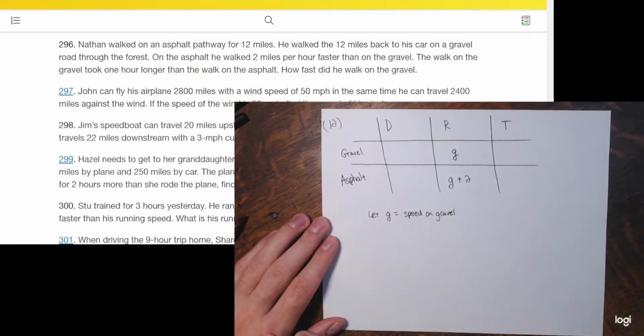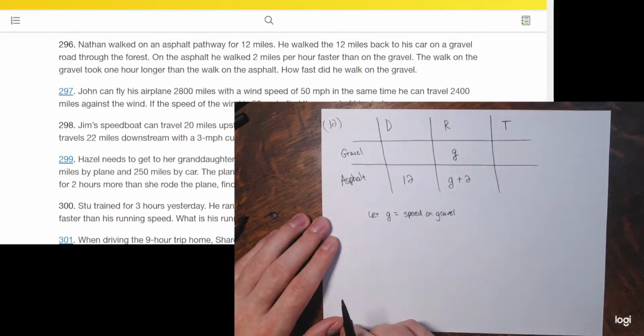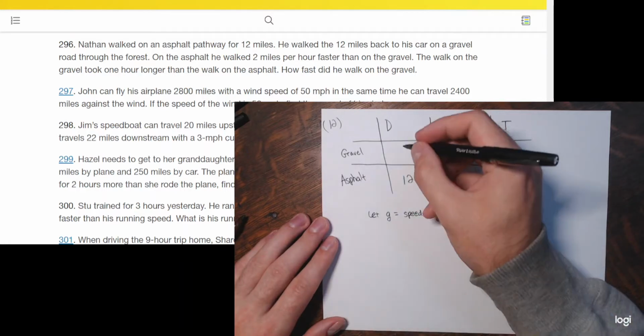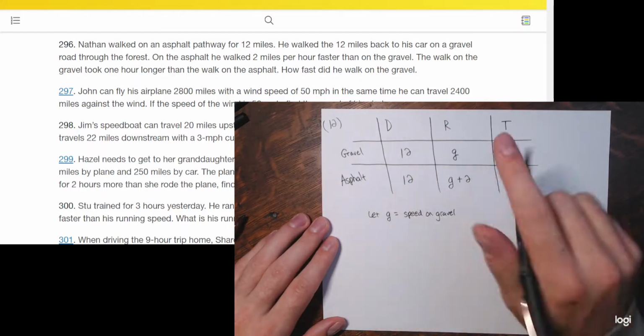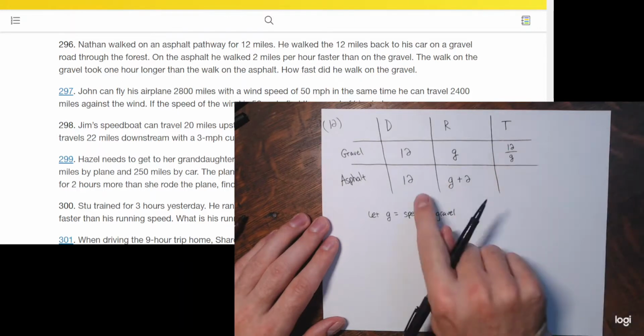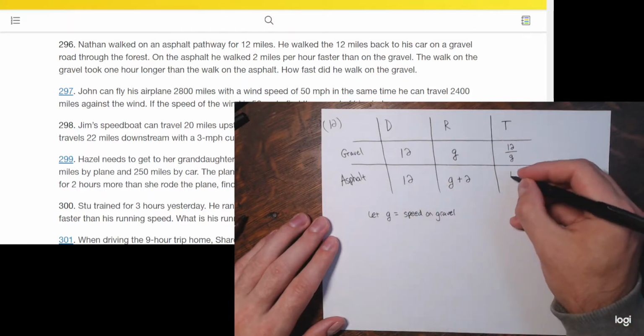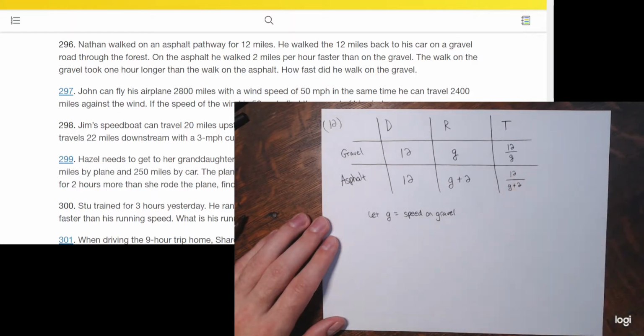Nathan walked on the asphalt pathway for 12 miles. Distance 12 miles, that was the first sentence. And then he walked the 12 miles back on the gravel road. So another 12 miles back on the gravel road. So the time spent on the gravel was 12 divided by G. The time spent on the asphalt is 12 divided by G plus 2. And we are told that the walk on the gravel took 1 hour longer than the walk on the asphalt.